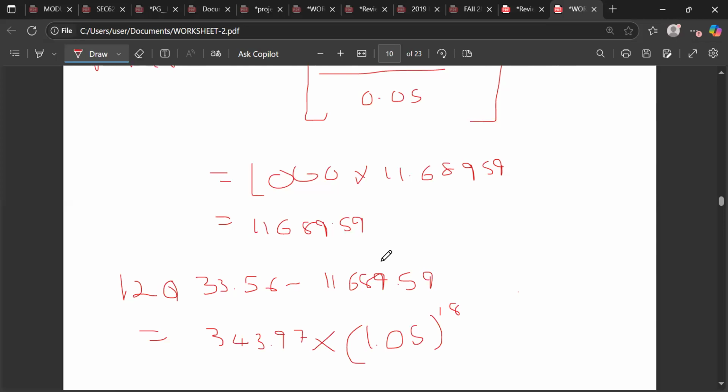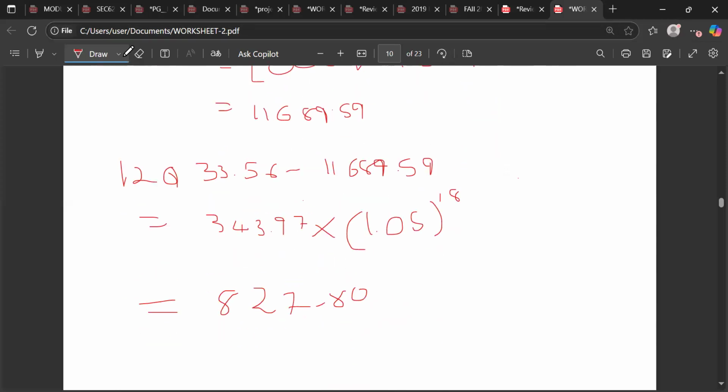Now that 343.97 is the difference in year 0. I want to find the impact on year 18. Yes, I'm saying this amount here.